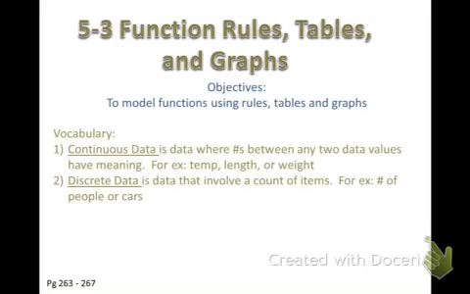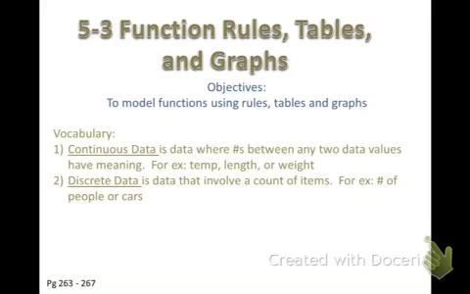Okay, so we have two types of function. We have continuous data, and it is data where numbers between any two data values have meanings. For continuous data, it's like the temperature, or growing at a certain length or weight. People have children, they should be growing at a certain rate for weight. So that's what continuous data is.